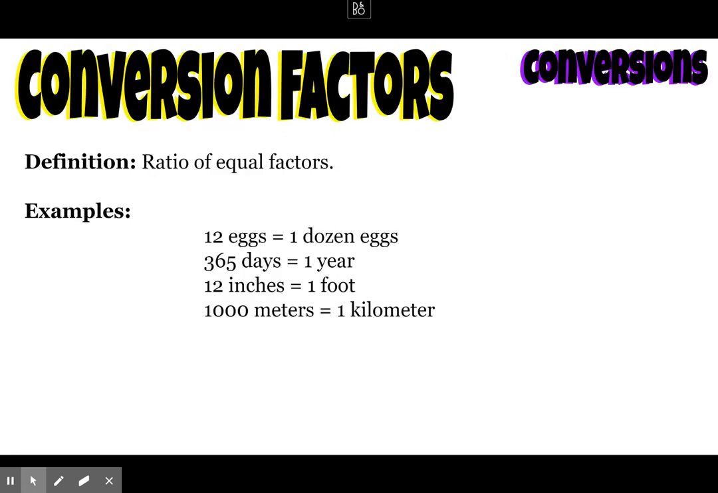All right, so let's get going on to today. We are going to be talking about conversion factors. A conversion factor is the ratio of equal factors. Some common examples: we know 12 eggs is a dozen eggs. We buy those in the grocery store.